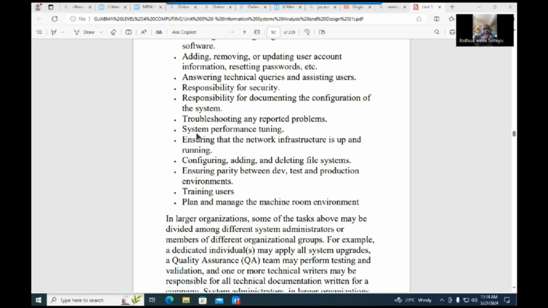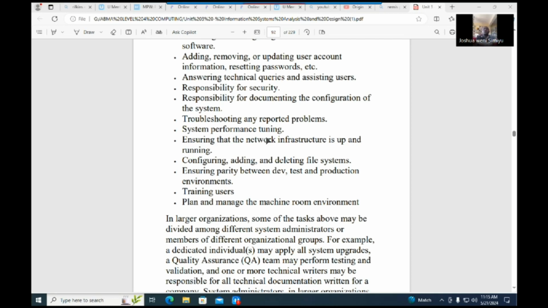He's the one who makes sure that the data and files and folders in the system are secure. He comes up with the system policies, and then makes sure that they are implemented to have a secure system.